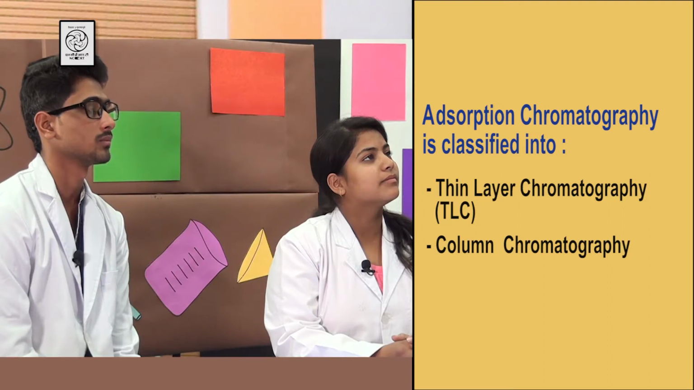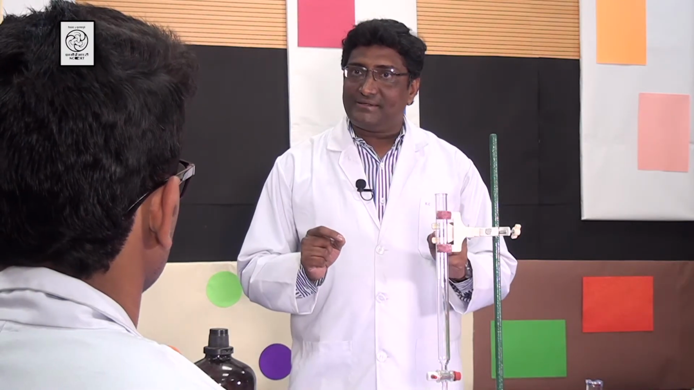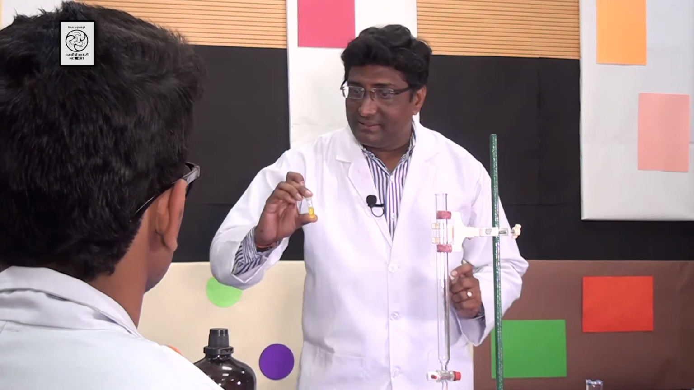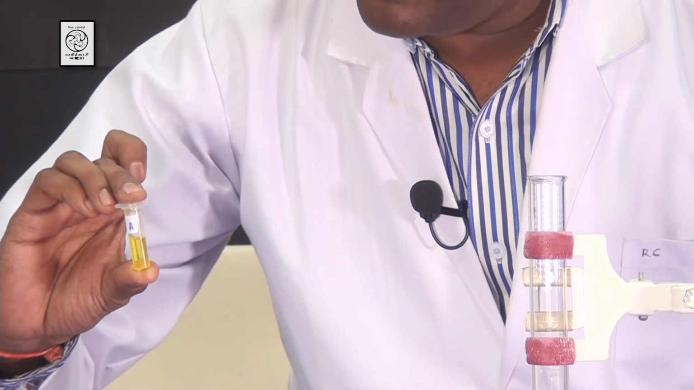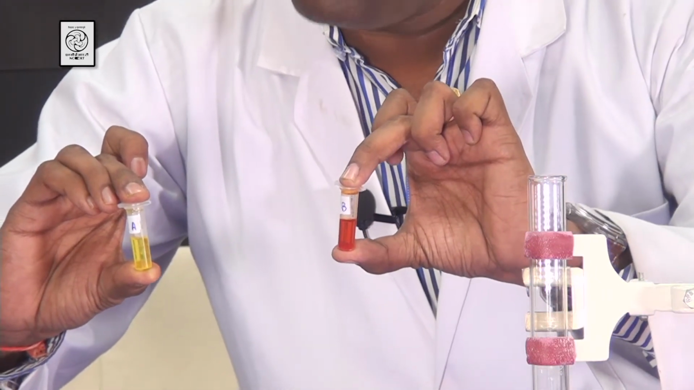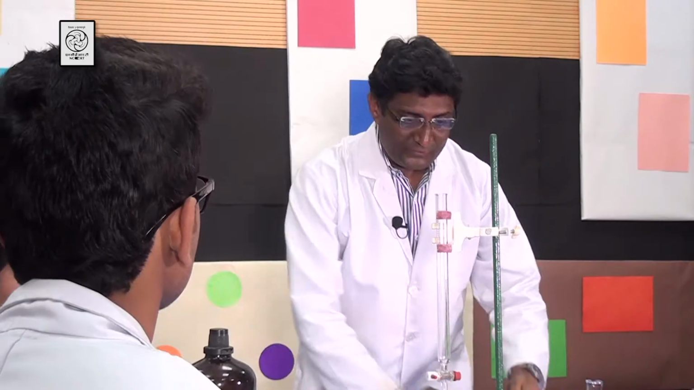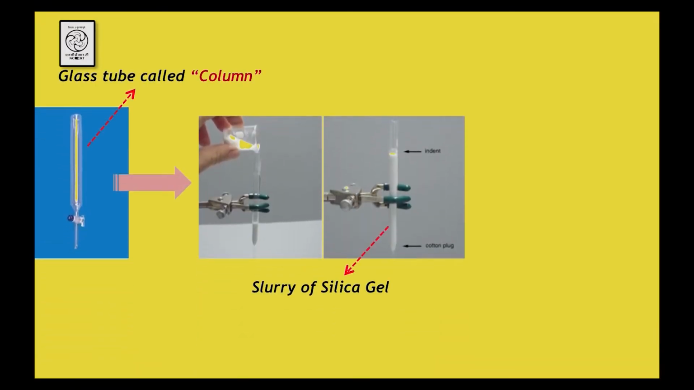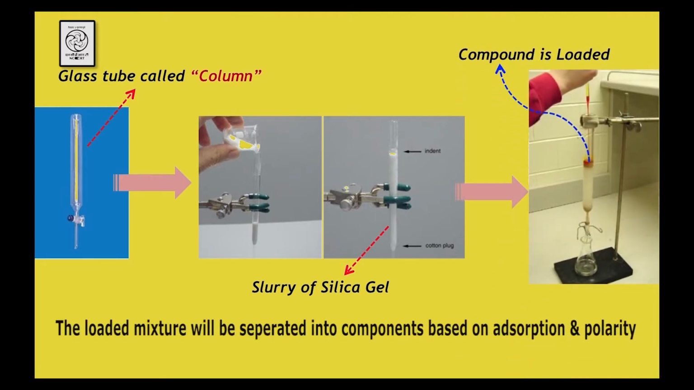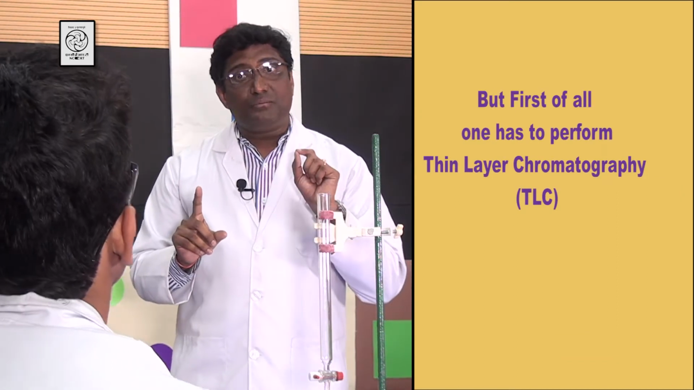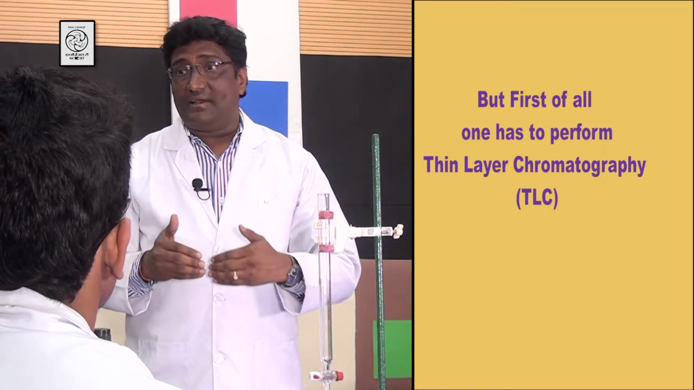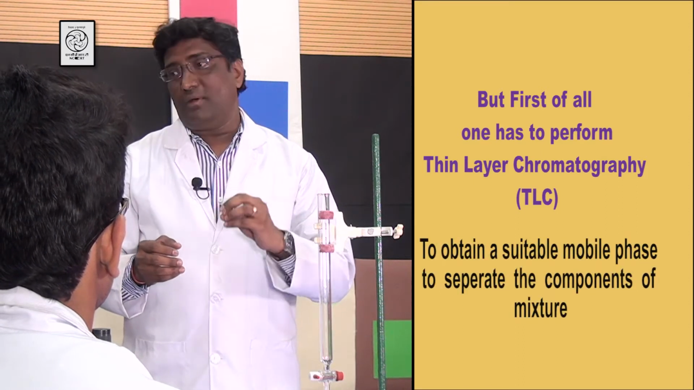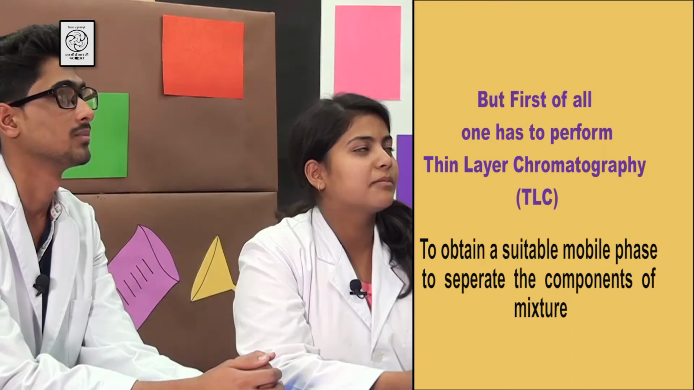Okay students, today I will show you how to perform column chromatography to separate a mixture containing a yellow compound, which is compound A, and a red compound, which is compound B. Column chromatography basically involves a glass tube packed with a slurry of silica gel, which is the stationary phase, and the loaded mixture will be separated into components based on adsorption and polarity. But first of all, you need to perform thin layer chromatography, TLC, to obtain a suitable mobile phase to separate the components of the mixture well.